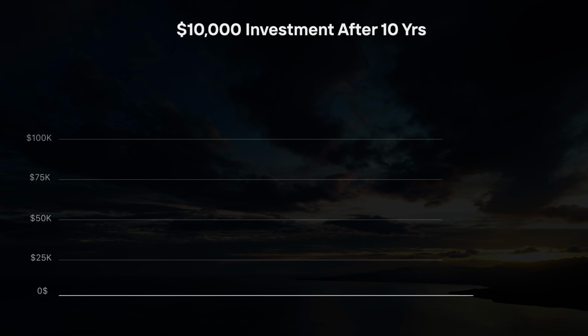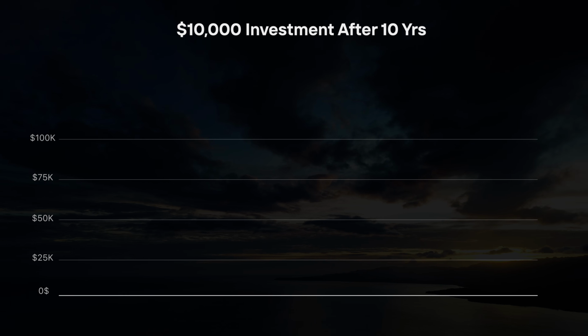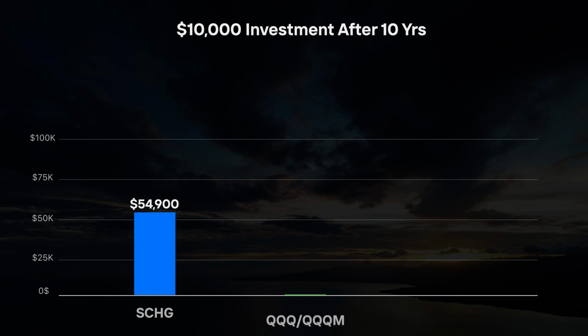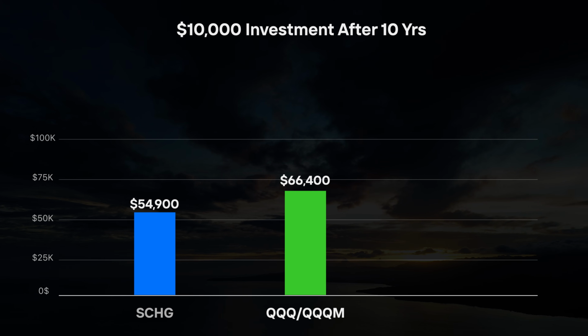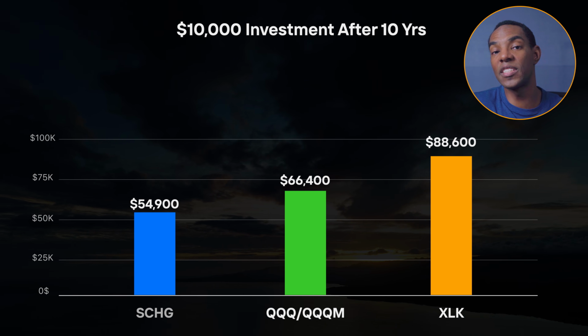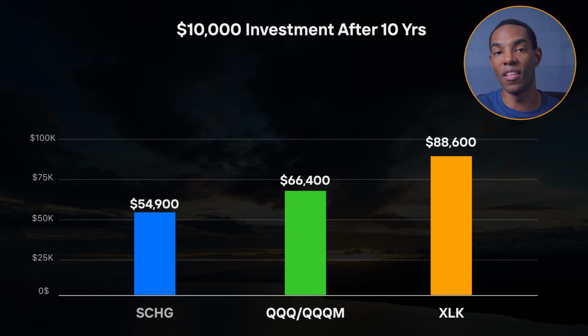Now, I want to give you an idea of how that performance looks when money is involved. If you would have put $10,000 into these funds 10 years ago, SCHG would have grown to $54,900, QQQ would be at $66,000, and XLK would have turned into $88,000. The difference in performance can really add up over a long time period.